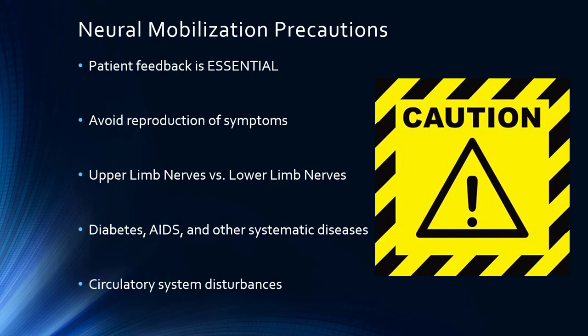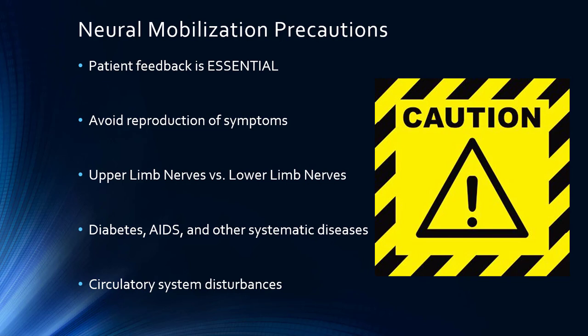Neuromobilization precautions. Continual feedback from the patient about the area's response to the treatment is required at all times. Avoid reproduction of painful symptoms, especially numbness and tingling sensations. It is easier to irritate upper limb nerves than lower limb nerves because the upper limb nerves are smaller and traverse more complicated paths around bones and through muscles than those of the lower limbs.